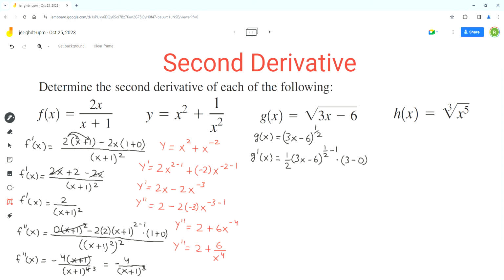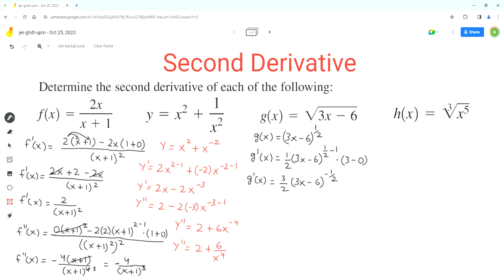Now we can simplify this expression. So g prime of x equals, so 3 minus 0 is 3, so we'll multiply half by 3, so we get 3 over 2, and 3x minus 6, and then exponent, and half minus 1 is equal to negative half. So this is the first derivative of the function g at x.